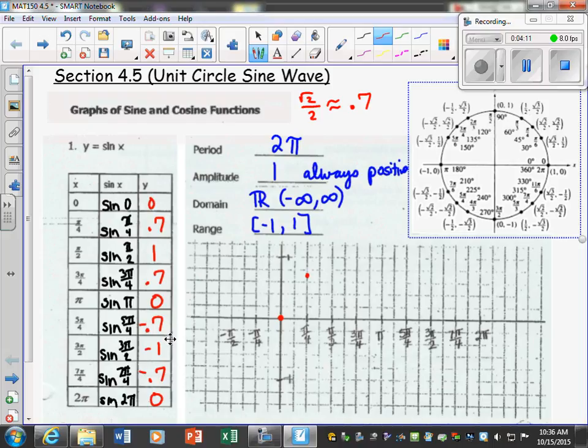At pi halves, we're at 1. 3 pi fourths, we're back at 0.7. Pi, we're at 0. 5 pi fourths. Roughly, it looks like these are scaled by units of 2. So that's what I'm trying to graph these. 3 pi over 2 is a -1. Back at -0.7 and at 0. So let's see if I can sketch this.